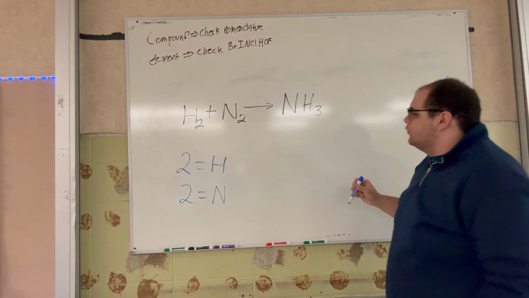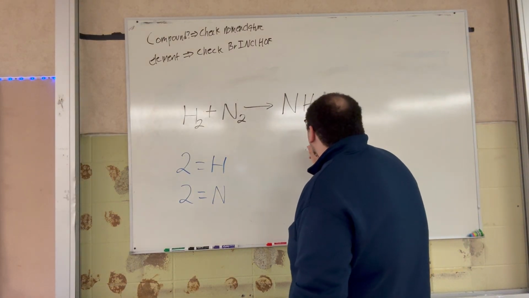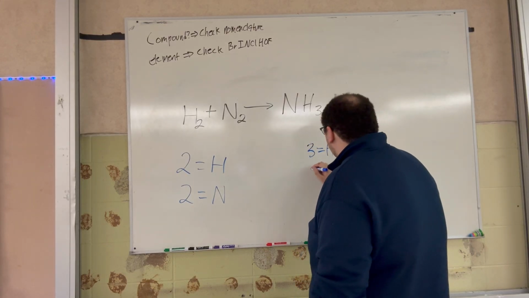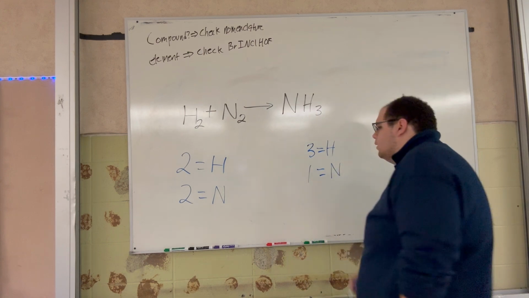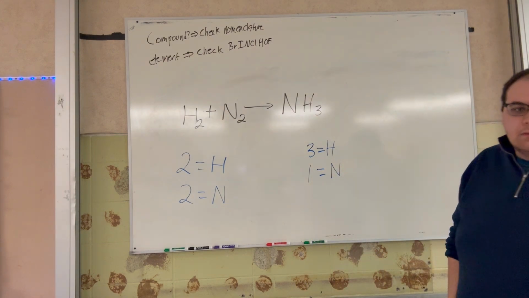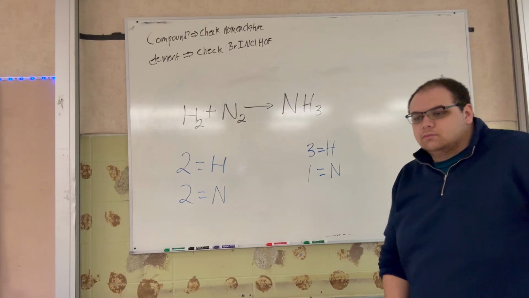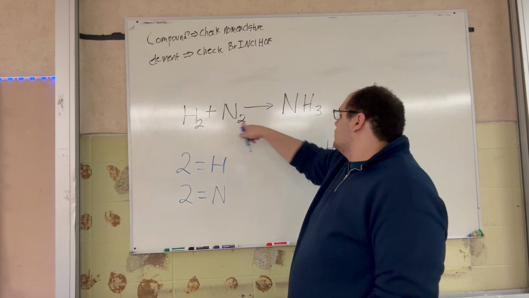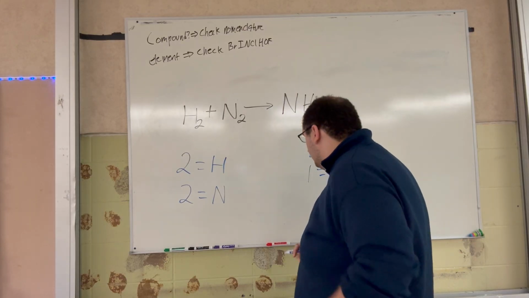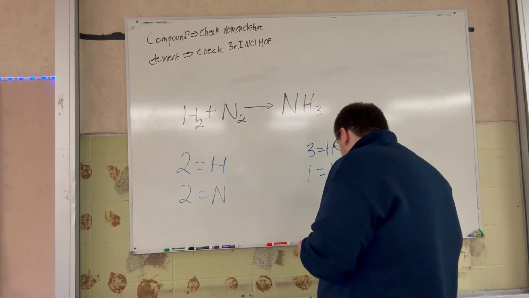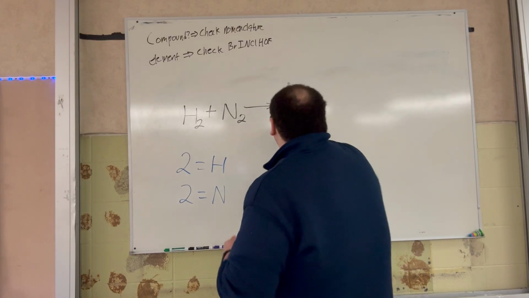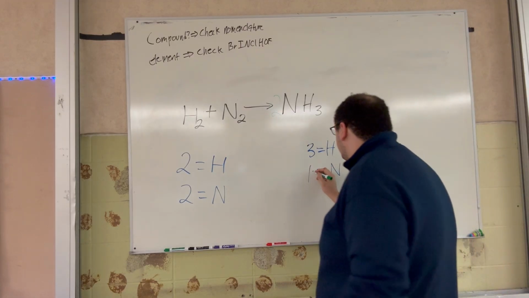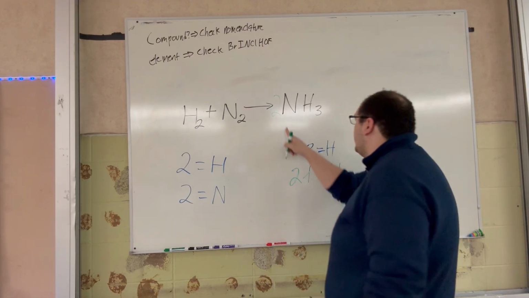What do I have on the right for hydrogens? I have 3 hydrogens on the right. How many nitrogens do I have? 1. What am I going to do first? Multiply by 2. Multiply what by 2? Your N. This or this? NH3. So if I added 2 there, that changes my nitrogens. How many nitrogens do I have now? How many hydrogens do I have?